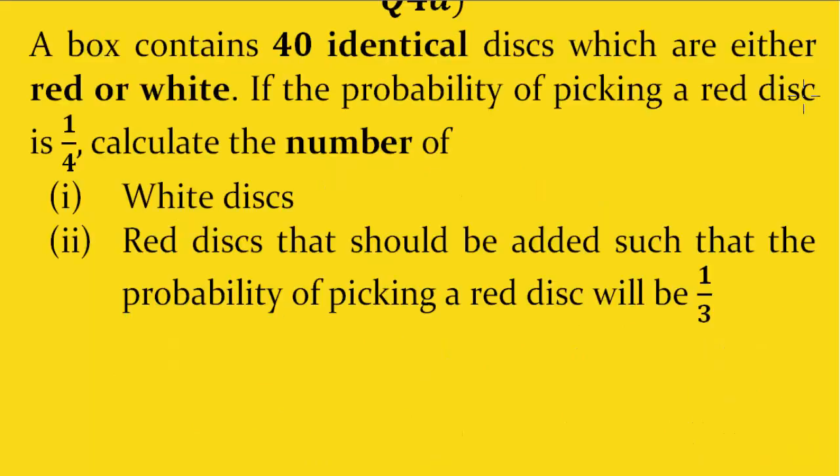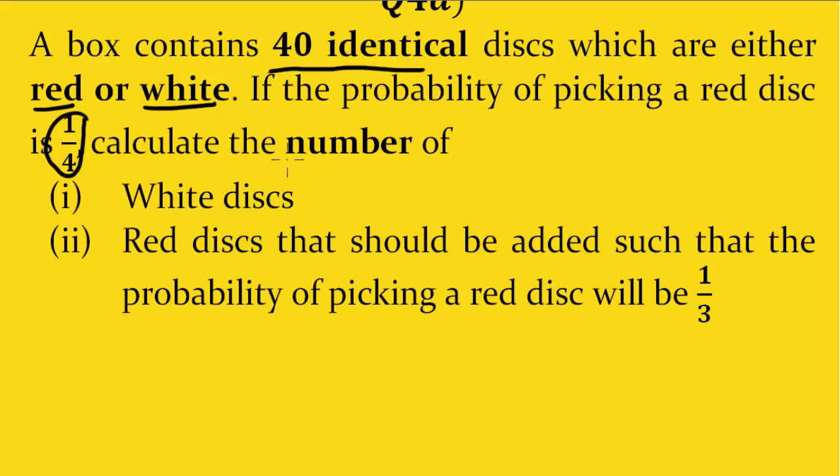So this question is interesting. I'm just going to demonstrate it using a picture. So have a look at the question and make sure you realize that we have a situation where we have 40 discs, and they're either red or white discs. Only 2 types of discs, like 2 different colors. And then you're given the situation that the probability of picking a red disc is 1/4. This is an important piece of information.